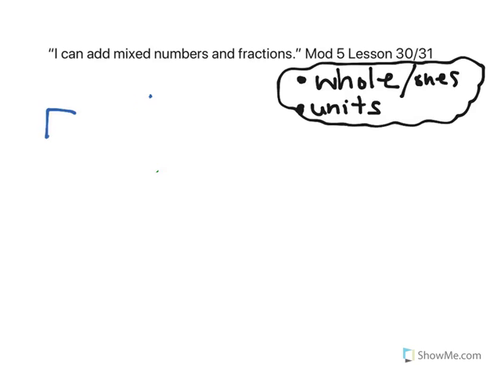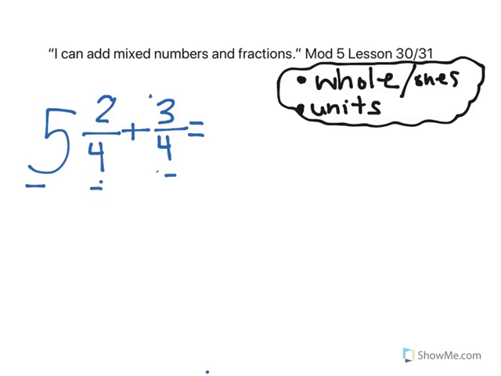Okay, next example. The first example is one way you're going to see it, nice and straightforward for us. This is another way that you're going to see it. 5 2/4 plus 3/4. First I'm going to ask myself, I want to add all of the same units together. So I have 5 here, and then I have 2 fractions. You always want to start by adding the fractions together. So 2/4 plus 3/4. Again, they're the same unit, so I can add straight across. 2 plus 3 is 5/4.